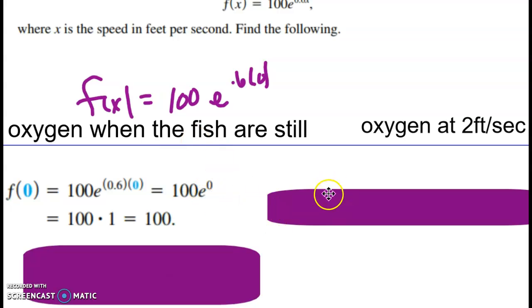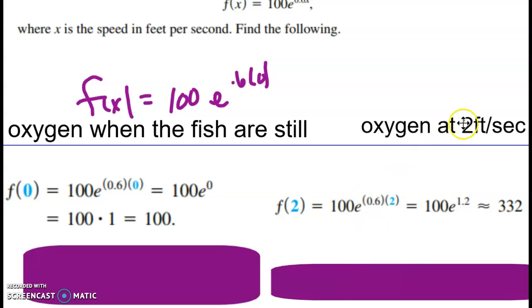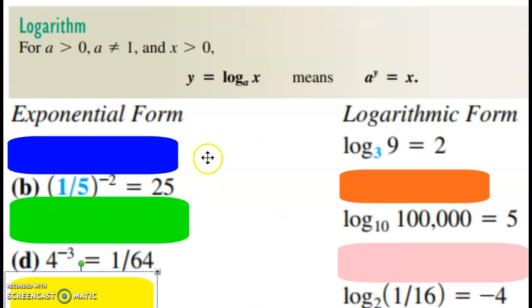At 2 feet per second, what happens? Well, I stick 2 right into this formula. Okay, so it's 100 e to the 0.6 times 2. 0.6 times 2 is 1.2. Put that in your calculator and make sure you're getting these numbers, okay? About 332 units. So that's another example of where e is used in real life.